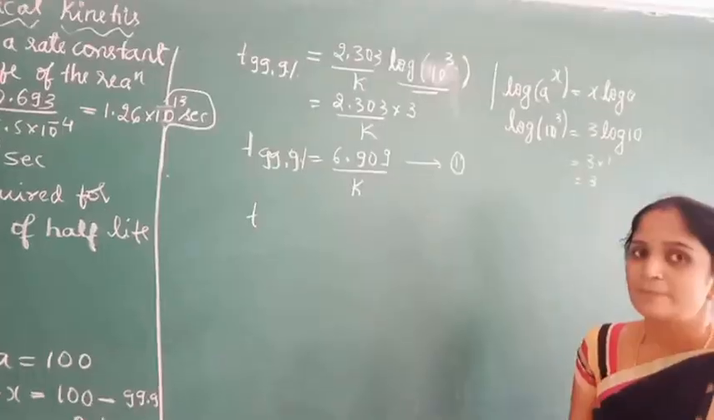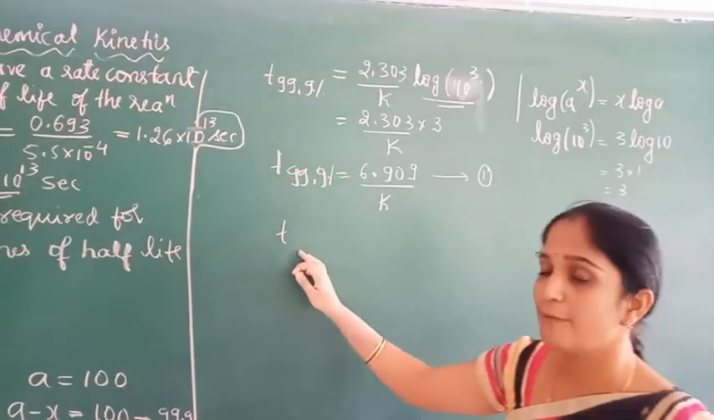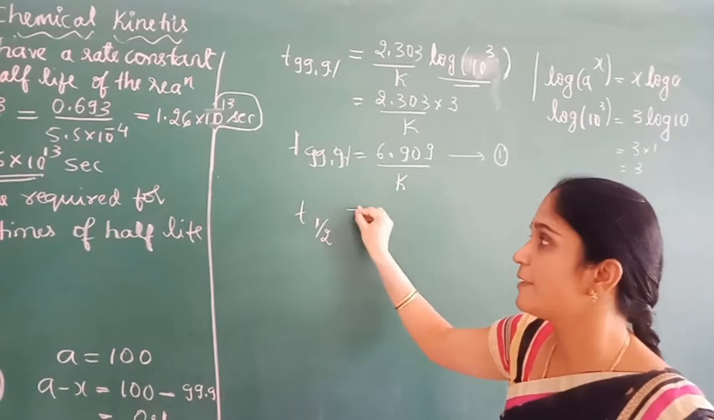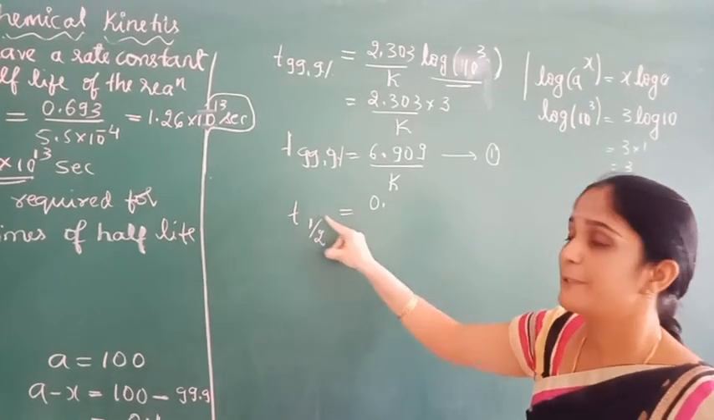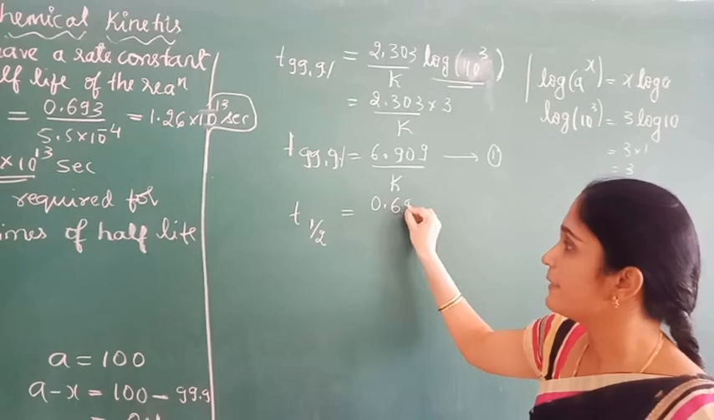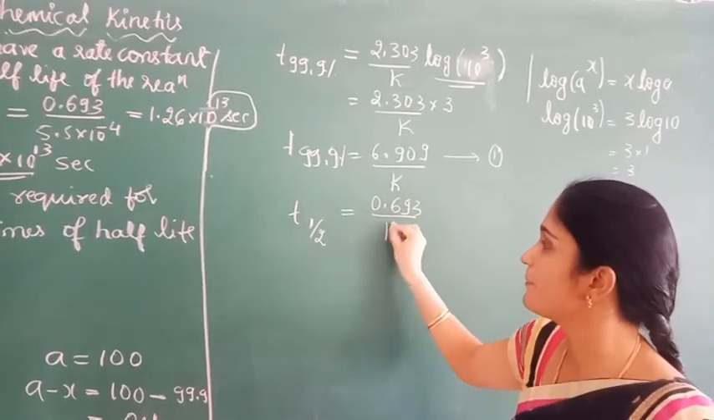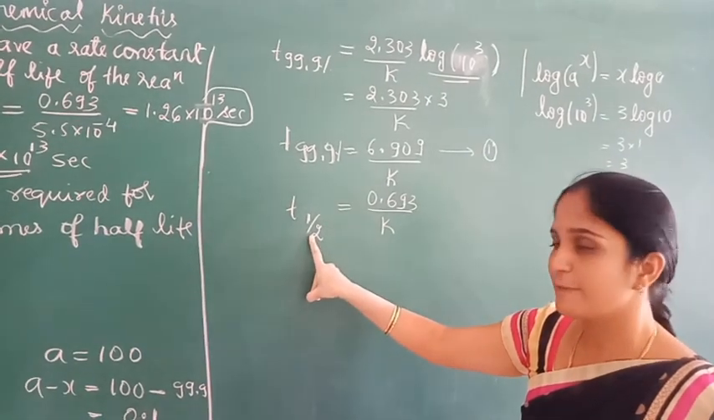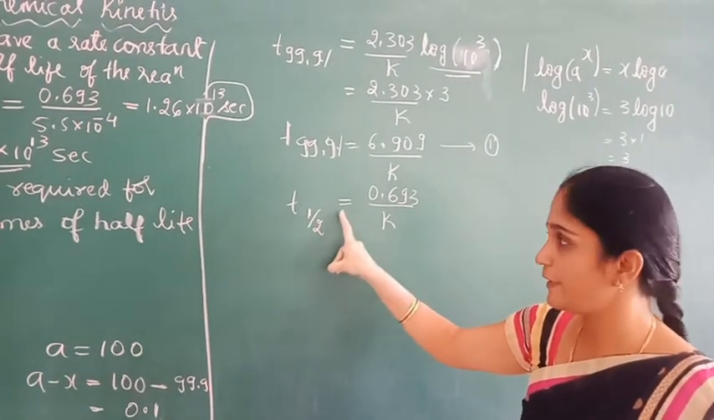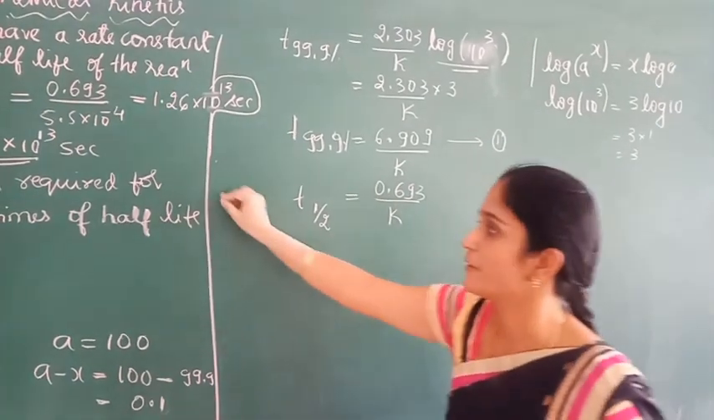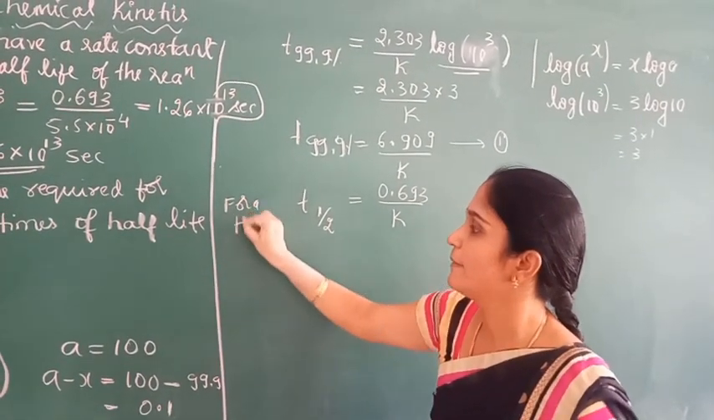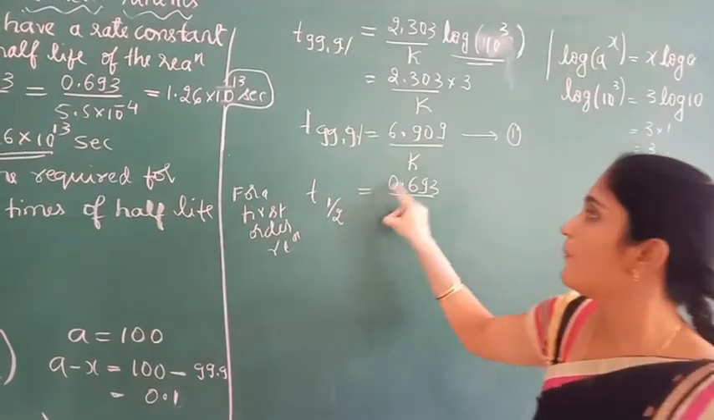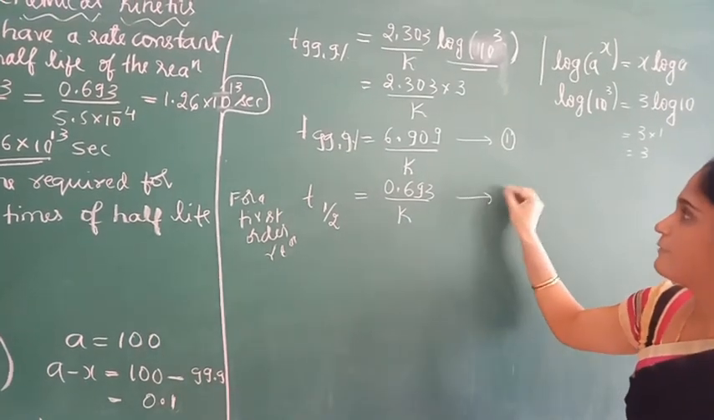So we know the time required to complete 50% of the reaction, that is t half, for a first order reaction. The half-life period for a first order reaction is 0.693/K. So this is the time required to complete 50% of the reaction, or half the reaction. For a first order reaction, t half equals 0.693/K. Call this equation number 2.